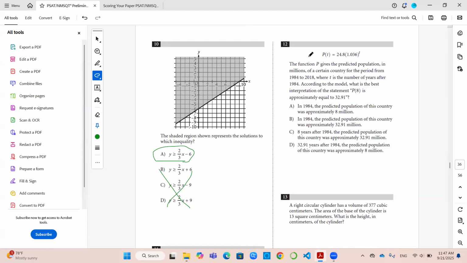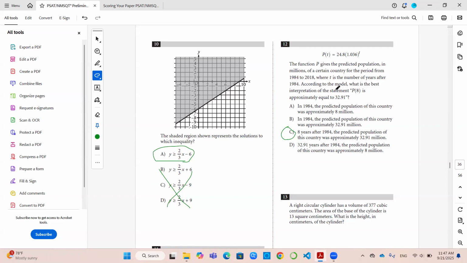The function P gives the predicted population in millions of a certain country for the period from 1984 to 2018, where T is the number of years after 1984. According to the model, what is the best interpretation of the statement P of 8 is approximately equal to 32.91? So what this means is since 1984 is when the function begins, 8 years after 1984, the predicted population of the country was approximately 32.91 million. So C is the correct answer.